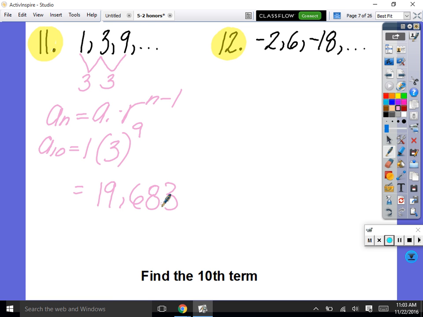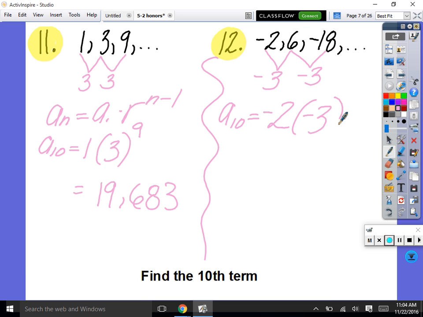Okay, number 12. Once again, be very careful to check if it's geometric, which we know it is because it's on the worksheet, but let's practice though. Negative 18 divided by 6 is negative 3. 6 divided by negative 2 is negative 3. So it is geometric. We are multiplying by negative 3 each time. So we're doing a sub 10 is equal to the starting value, negative 2, where we started. Now we're multiplying negative 3 nine times. 10 minus 1 is 9. Now if you do that, you're going to get 39,366.